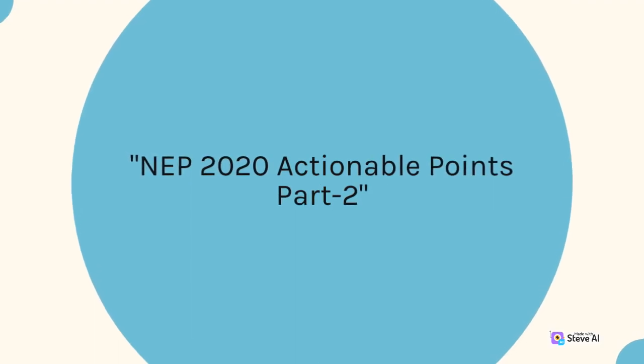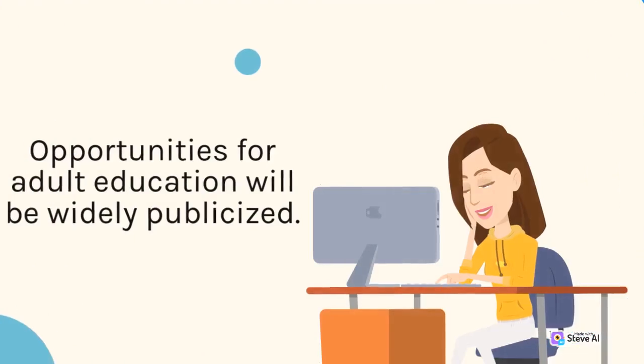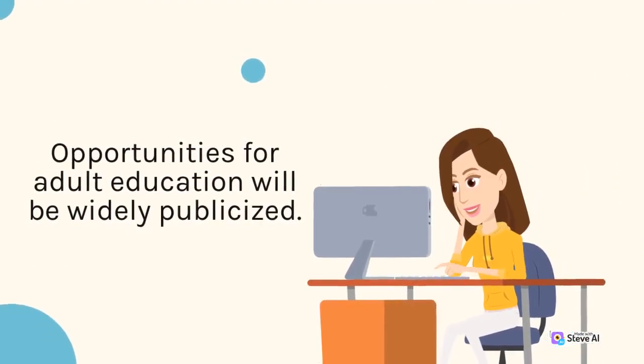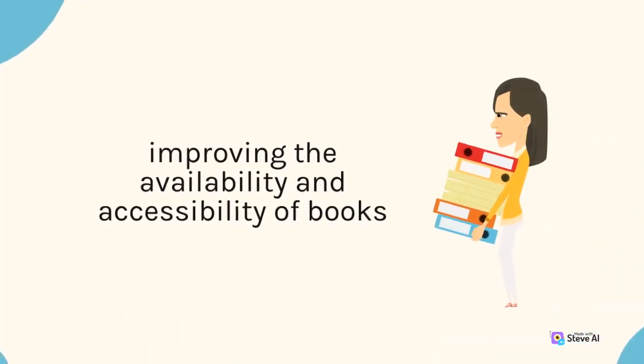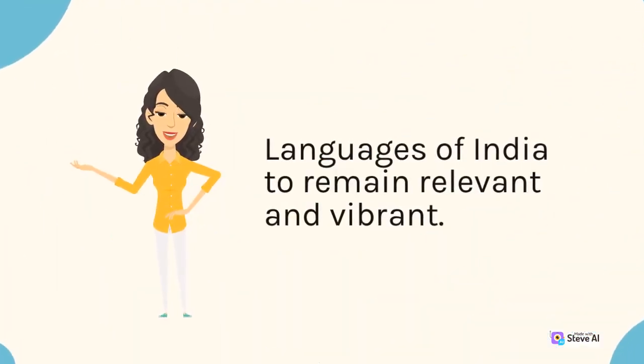NEP 2020 Actionable Points Part 2. Opportunities for adult education will be widely publicized. Improving the availability and accessibility of books. Languages of India to remain relevant and vibrant.